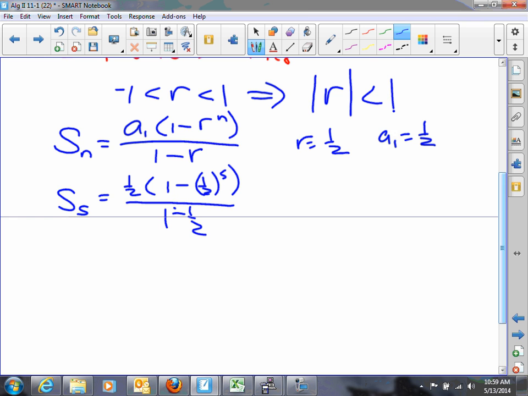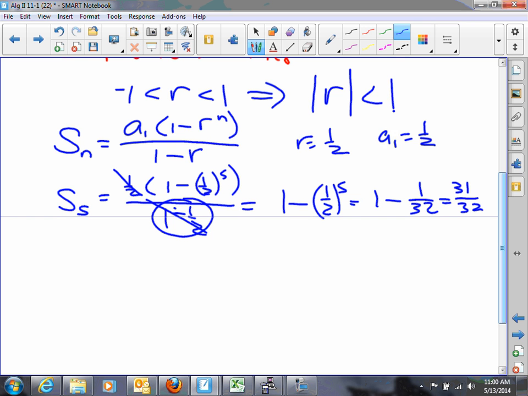Now, notice 1 minus 1/2 is just 1/2, and this is going to cancel with that. So we end up with 1 minus 1/2 to the 5th. Now that's 1 minus 1 over 32, which is 31 over 32.